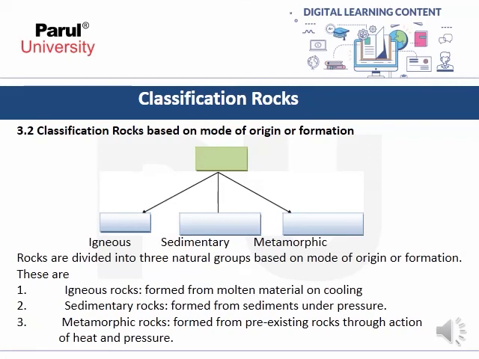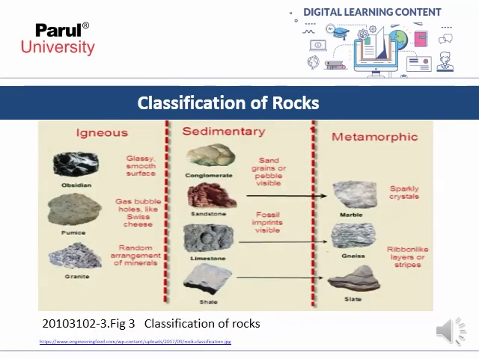Then the classification of rocks. Rocks are divided into three natural groups based on the mode of origin or formation. These are igneous rock, sedimentary rock and metamorphic rock. Here examples of igneous, sedimentary and metamorphic rocks are given. In sedimentary, the examples are conglomerate, sandstone, limestone and shale. In metamorphic, the examples are marble, gneiss and slate.